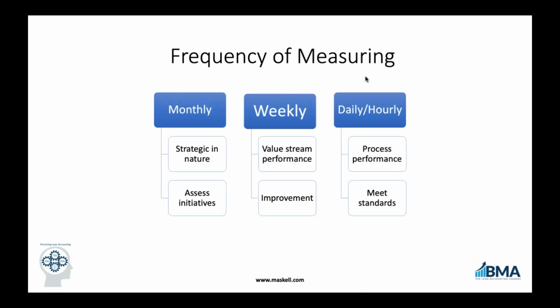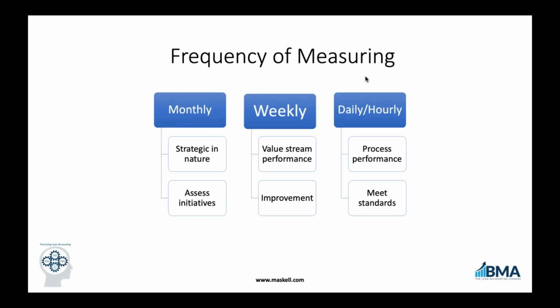The other factor in terms of ownership is the frequency of measuring. We've talked about lean in terms of problem solving. So whatever part of the organization is being measured, make sure it's at the right frequency. I'm going to start from right and move to the left. So if you're looking at measuring and understanding process performance, you might have a daily measure, or it's possible that it could be more frequently and be hourly. It's all about maintaining process control and meeting standards of performance or production.